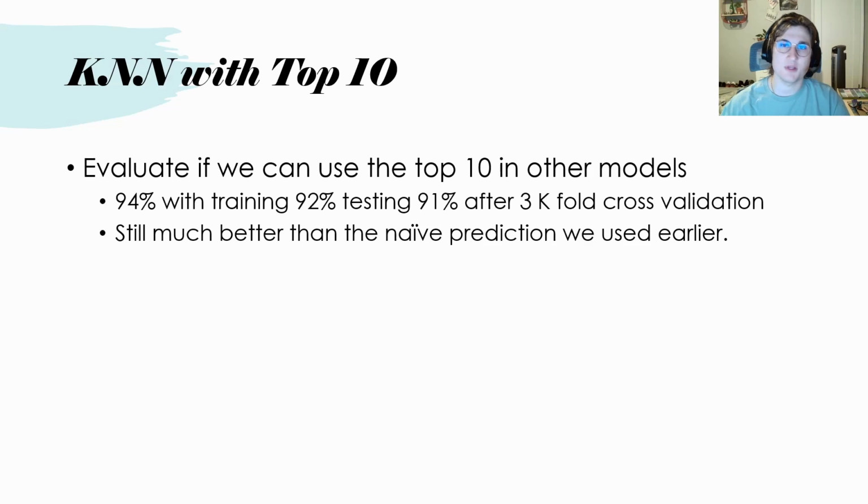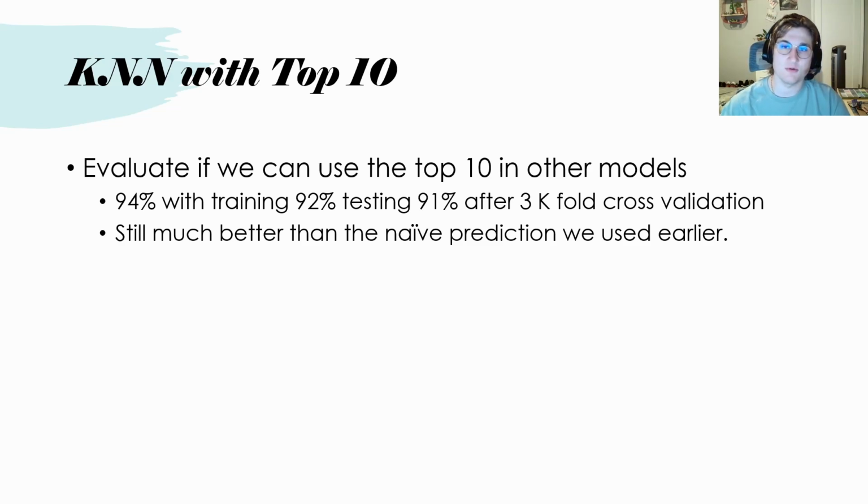So after looking at the top 10 variables for the gradient boosting algorithm, I wanted to see if I could use those top 10 variables in a KNN model to predict the same y variable. Once I did that, I found that I was pretty successful. I had 94% accuracy with training data, 92% with testing, and then I got 91% after I did the k-fold cross-validation, which is still a lot better than the naive prediction, a little bit less than the gradient boosting.